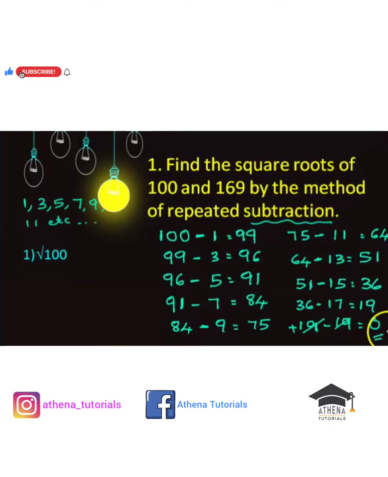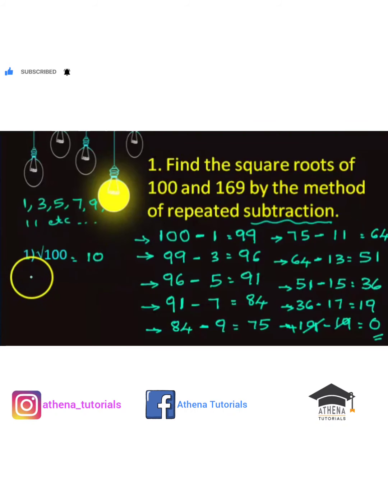Now we have to check how many times we have done this to get 0. Let's count now. 1, 2, 3, 4, 5, 6, 7, 8, 9 and 10. So 10 times we have done this in order to get 0. So by this we can clearly say the square root of 100 is 10.